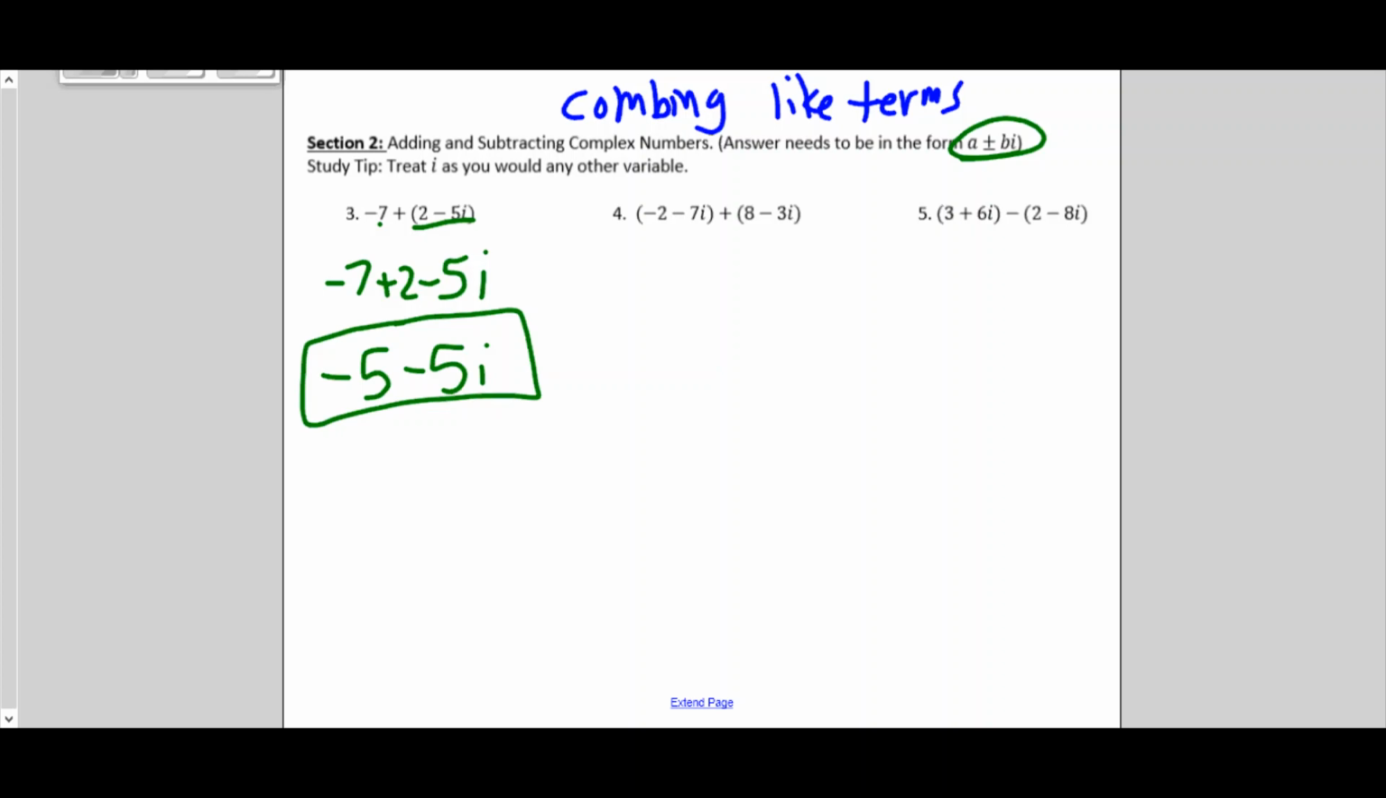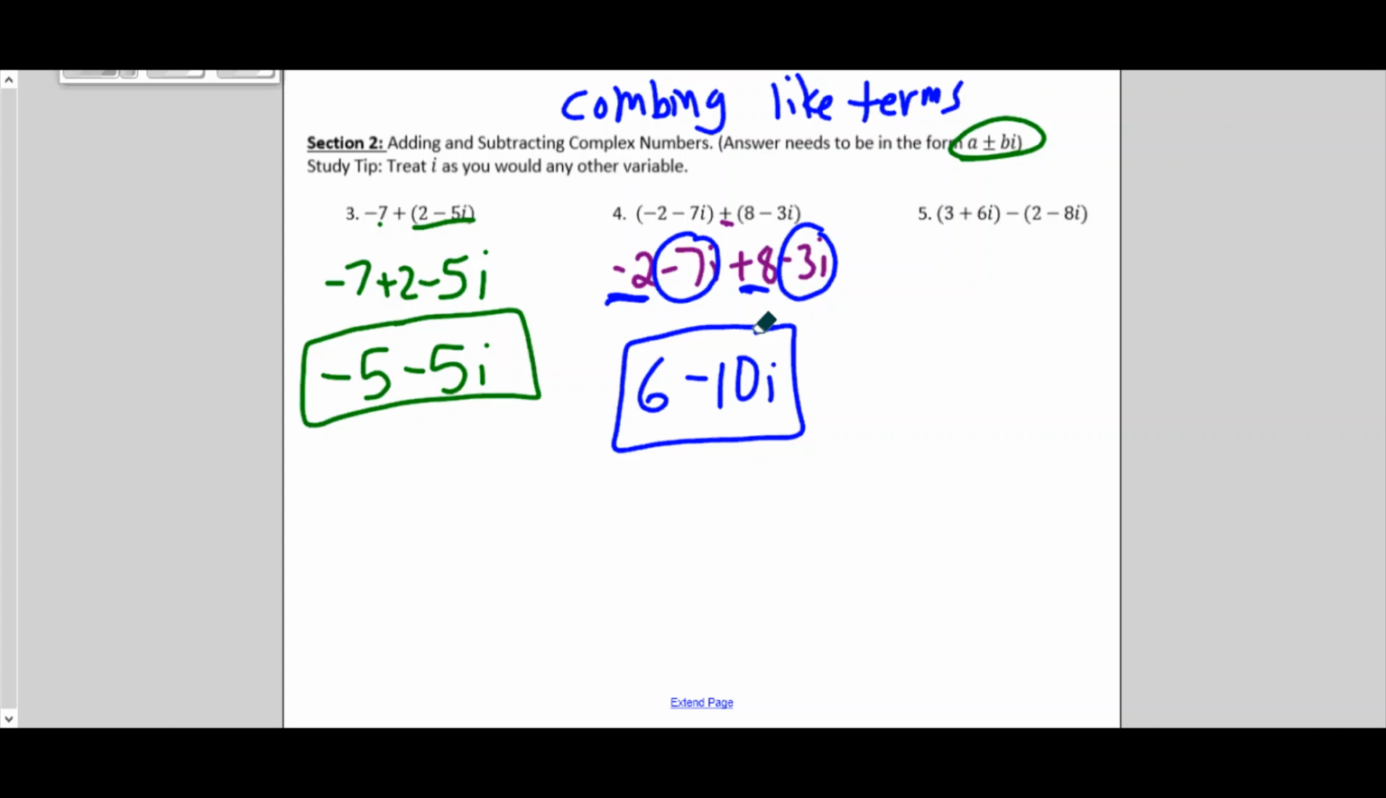Example 4. Again, notice the sign in between the two parentheses says add, so you can remove the parentheses. So this would be negative 2 minus 7i plus 8 minus 3i, and then combine like terms. So negative 2 plus 8 is positive 6, and negative 7i minus 3i is negative 10i.